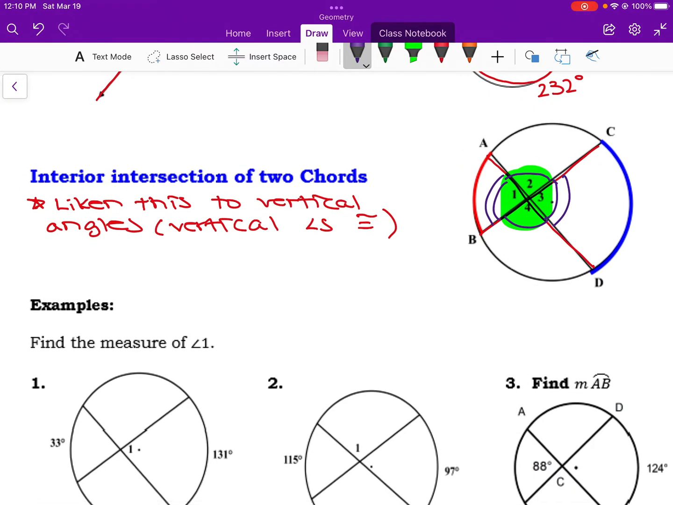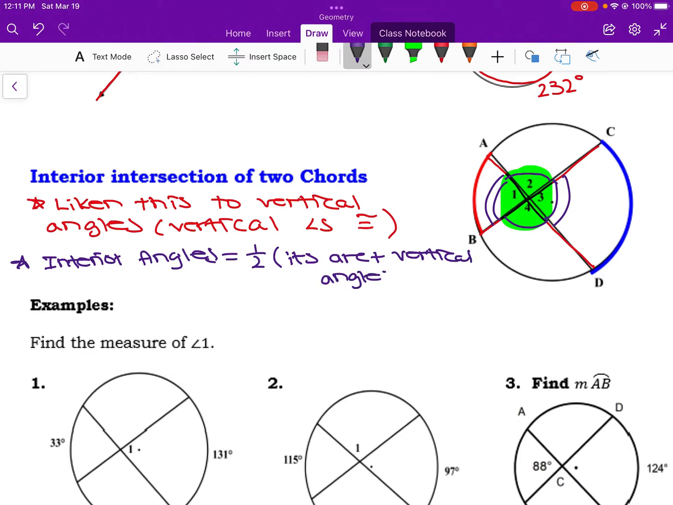The other piece that we want to say is that interior angles, their measure is going to be 1/2 of its intercepted arc plus its vertical angle's arc. And for those of you who are forgetting, grammatically that's possessive, not plural.